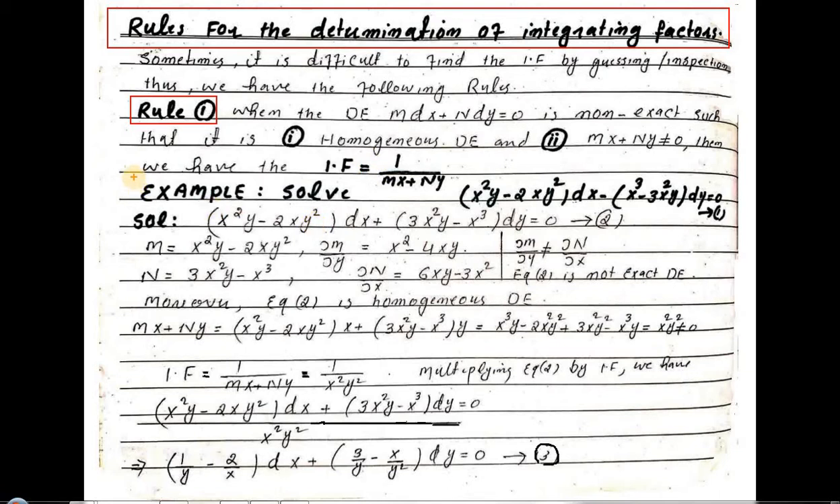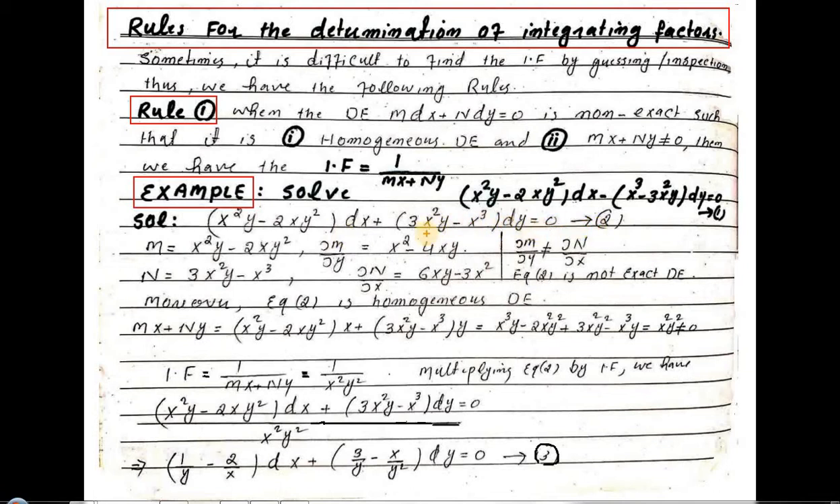This is an example and we have to use this rule. Solve m dx plus n dy is equal to 0. This is a differential equation of the form m dx plus n dy is equal to 0. Here we have minus sign. We will take this minus sign into the bracket and we will convert this differential equation in the standard form. So by taking minus sign to the bracket, we will get this differential equation. Now it is in the form of m dx plus n dy is equal to 0.